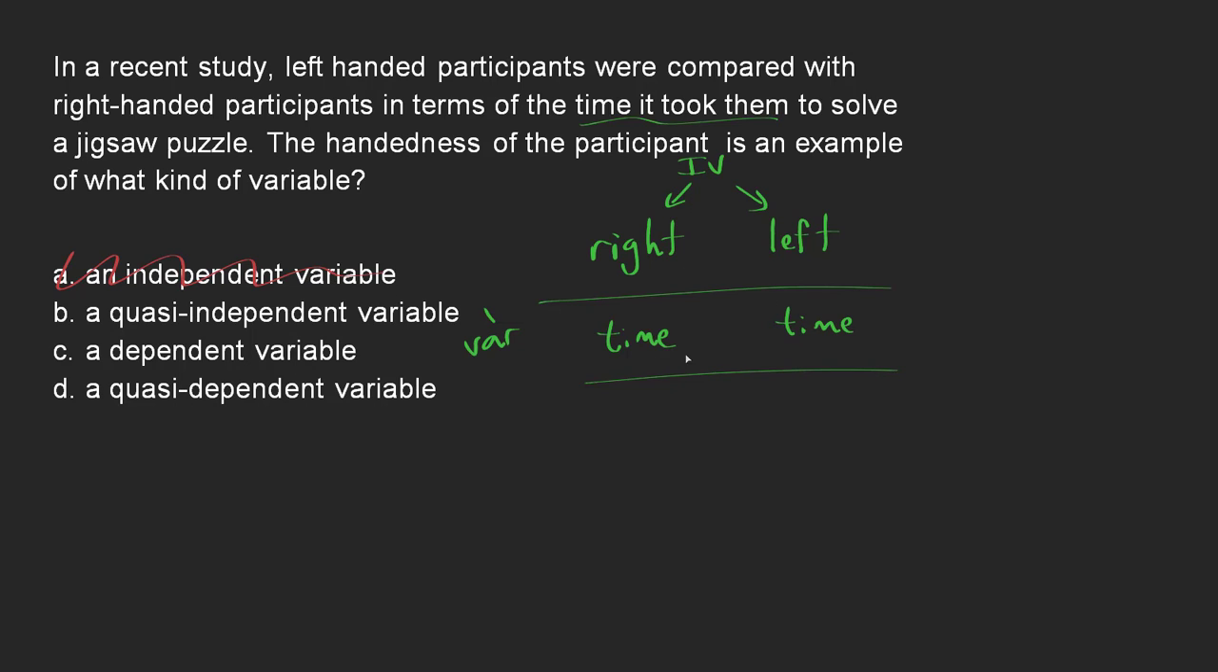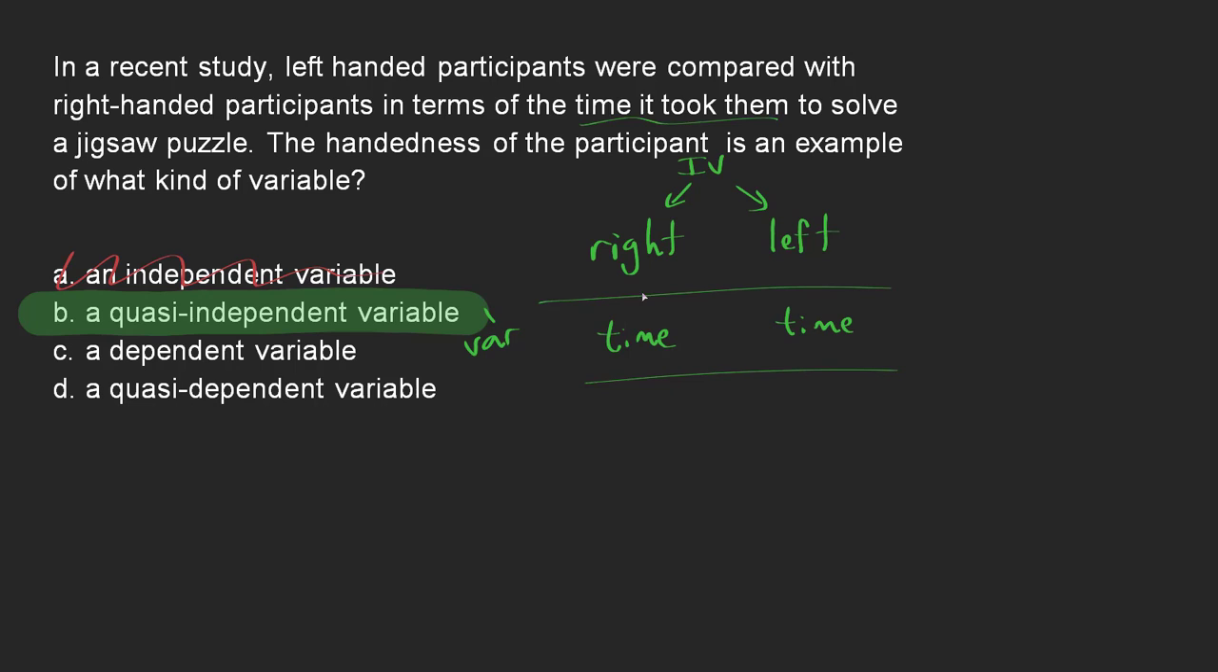It's not a true independent variable. Instead, what we've got is a quasi-independent variable. A quasi-independent variable is one where we didn't actually do any manipulation. So for example, we don't make people right-handed or left-handed. People naturally are right or left-handed.